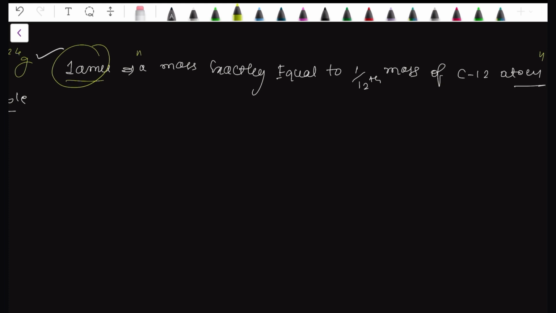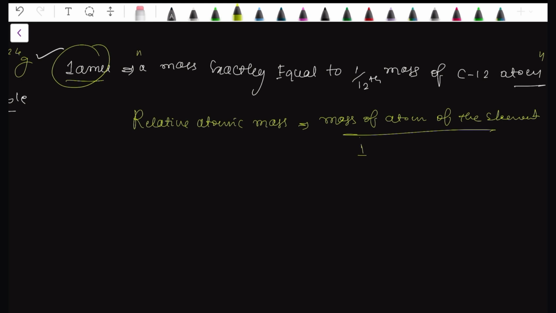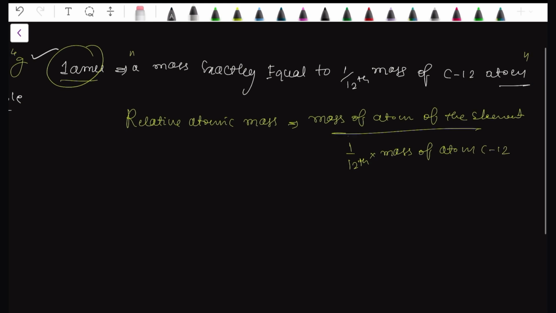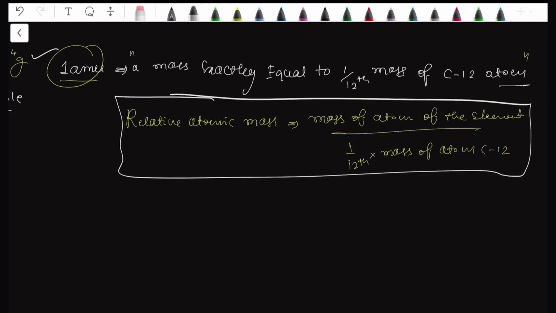So relative atomic mass is equal to what? We have a simple formula, we need to remember that one. Mass of atom of the element divided by 1/12 into mass of atom of carbon 12. This is how we will get relative atomic mass. Then what do you mean by mass of one atom of the element, and what do you mean by mass of carbon 12 isotope? We know all the values, right?